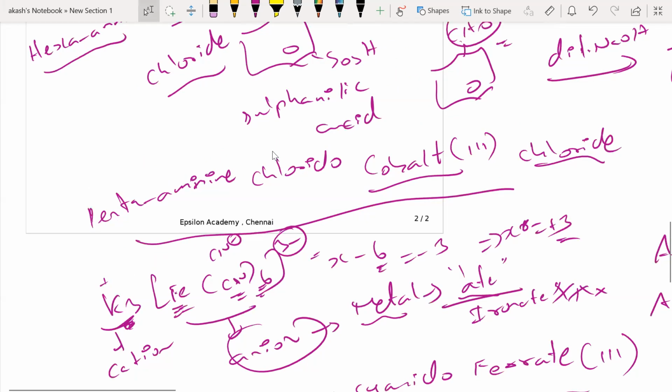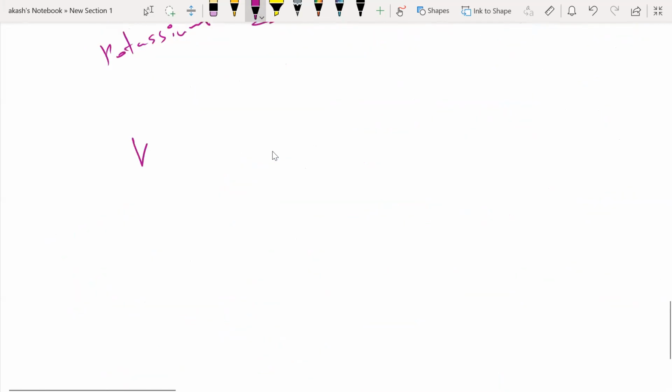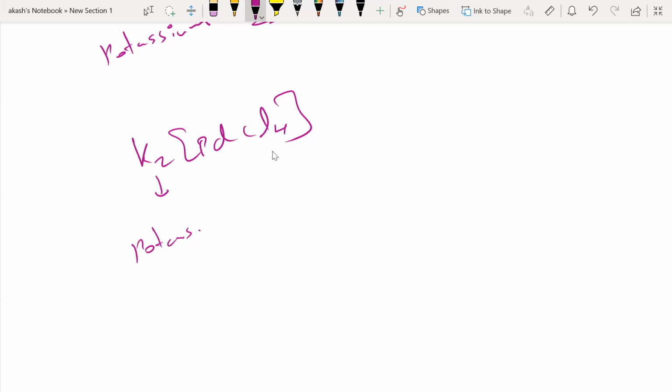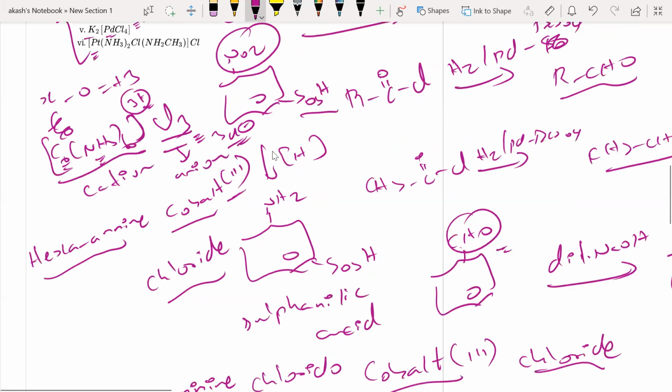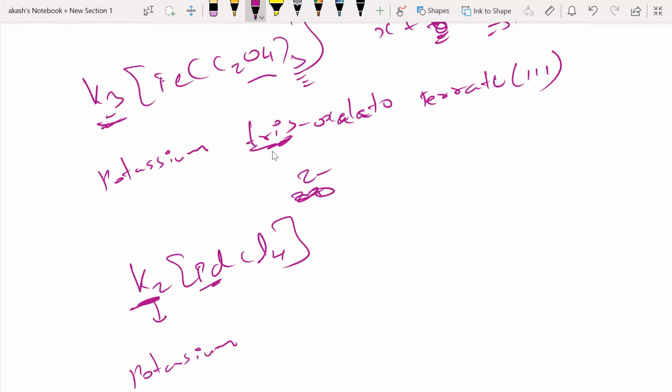Next, then we have K2PdCl4. Okay, so again, starting with potassium. If I remove these two potassiums, I'll be having 2 minus on this coordination sphere. So if I have to calculate, is this palladium or platinum? Palladium. But palladium, how do we write? I think it's palladate, yeah, palladate only because we just write Pd.